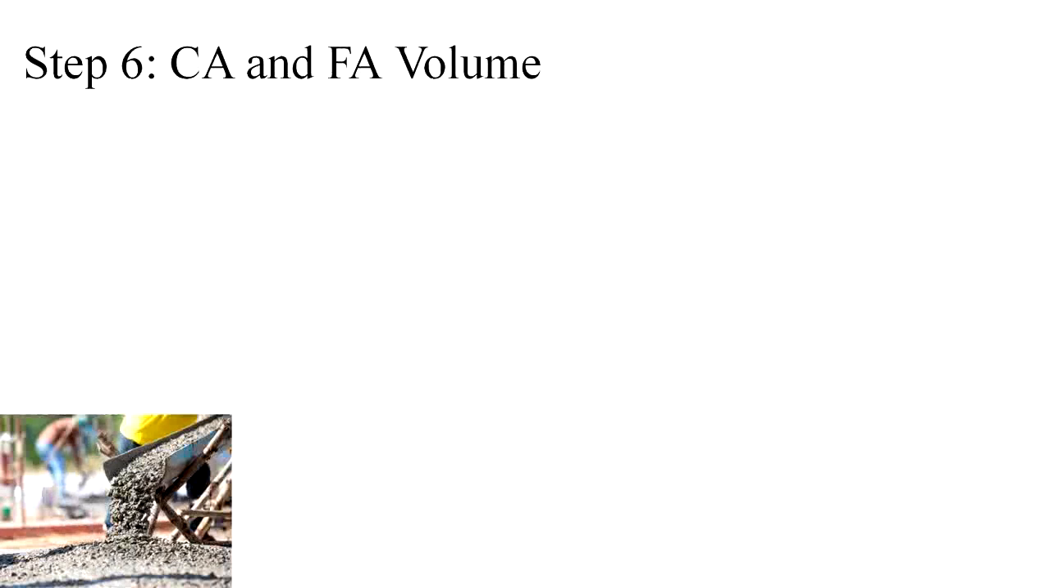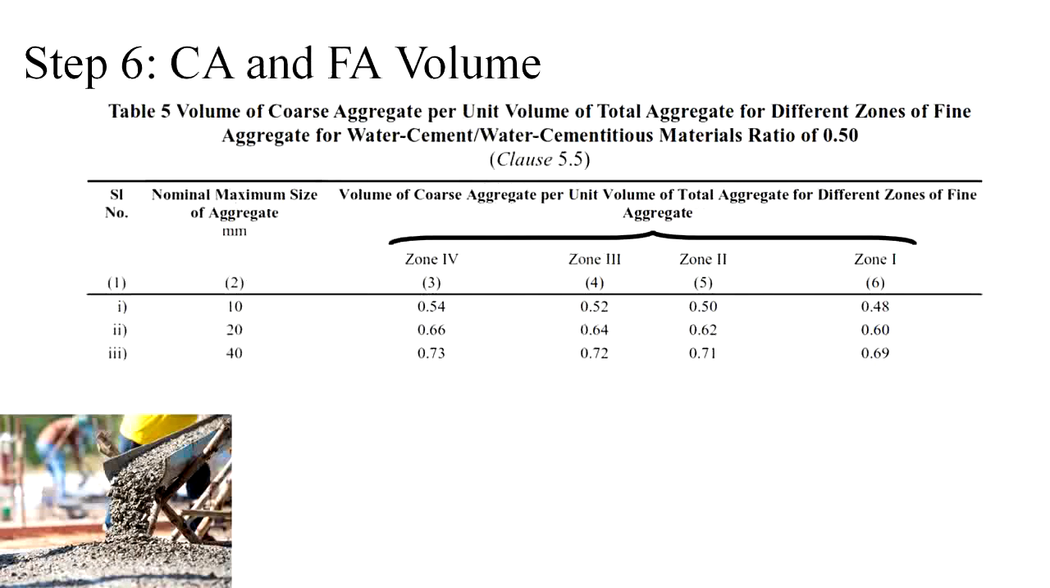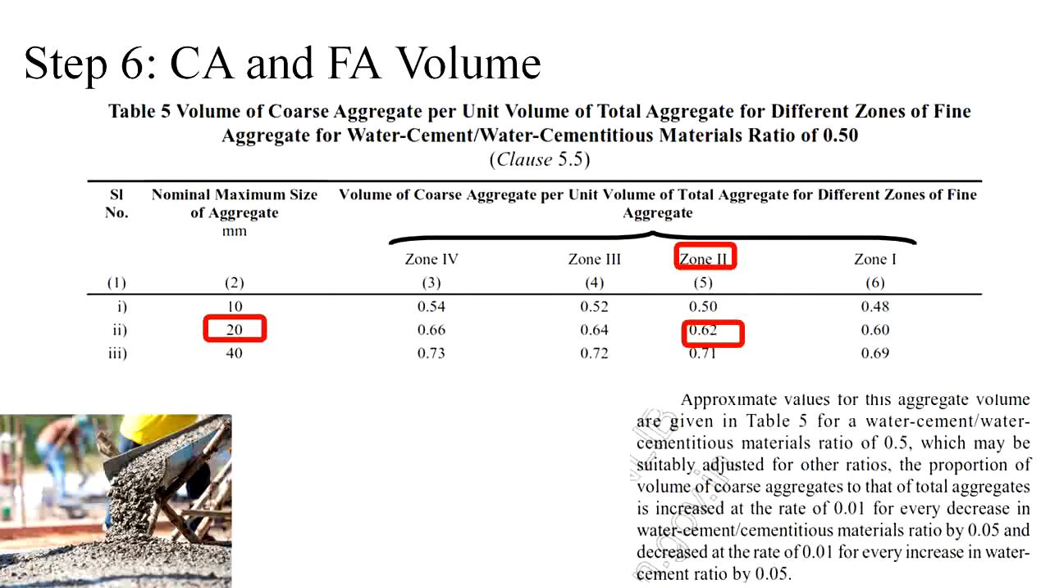Next step is to find the value of the coarse and the fine aggregate volume. As per the codal recommendations of table 5, the maximum size of aggregate used is 20 mm. The zone is considered as zone 2, and for this the value of total aggregate is 0.62. This value is taken from the code IS 10262 of 2019, and it has certain corrections also.